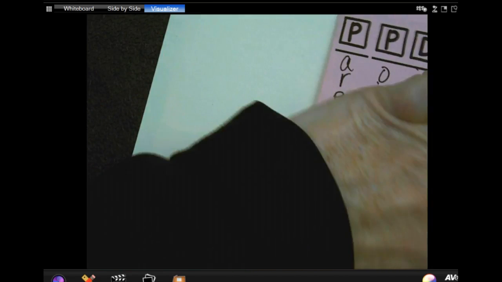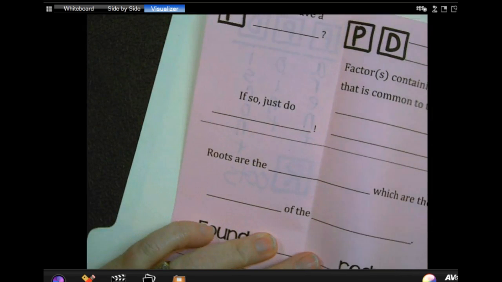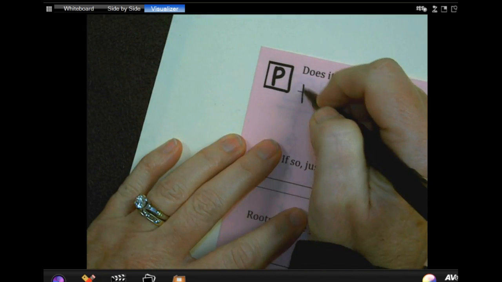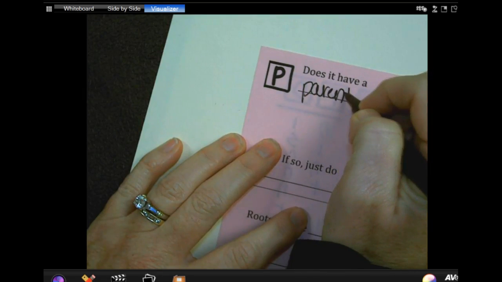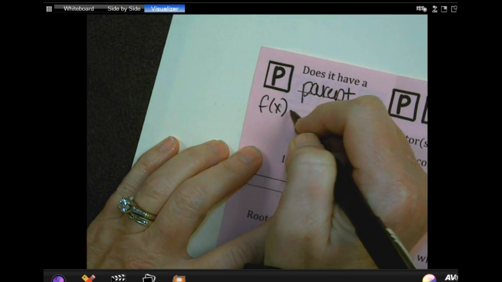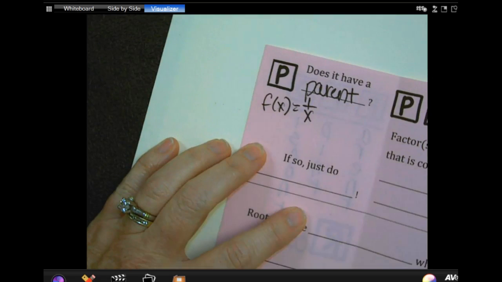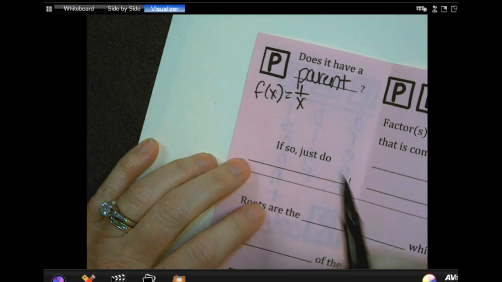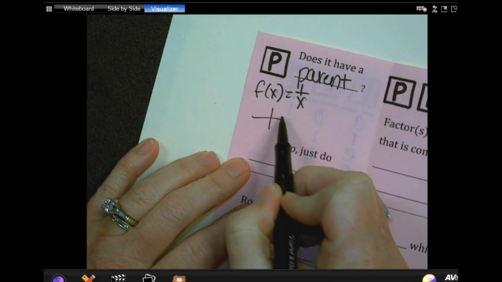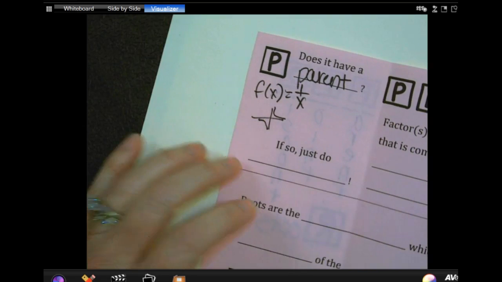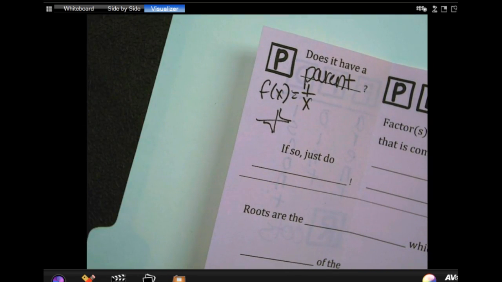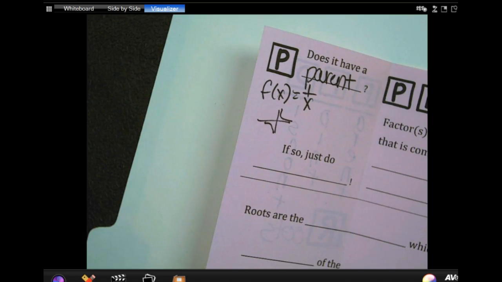So under the first flap, it's going to say, does it have a parent? So that's going to be the parent function of the rational or the reciprocal is 1 over x. And that graphs, we already did this like this. It has the asymptotes at x and y equals 0. And we had the anchor points of 1, 1 and negative 1, 1. And we shifted back and forth and up and down, and we did stretches with those points.